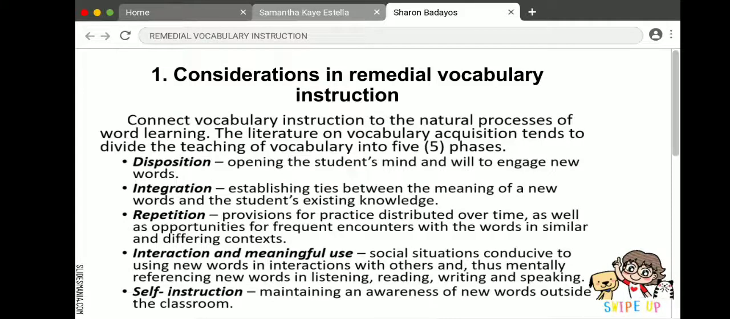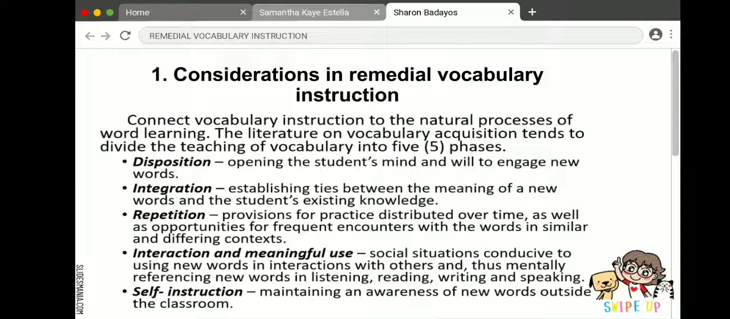So, considerations in remedial vocabulary instruction. Connect vocabulary instruction to the natural processes of word learning. The literature on vocabulary acquisition tends to divide the teaching of vocabulary into five phases. These are disposition, or opening the student's mind and will to engage new words. And then letter B is integration, establishing ties between the meaning of a new word and the student's existing knowledge, or combining the meaning of a new concept into the student's existing knowledge.